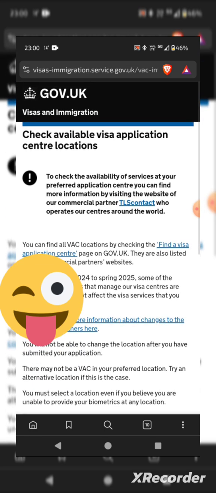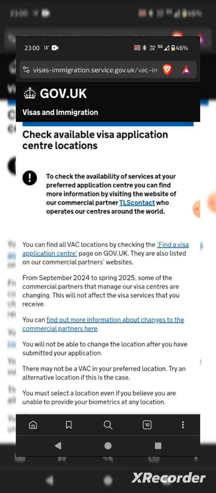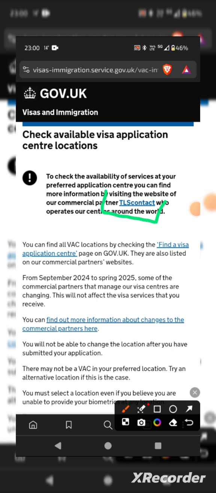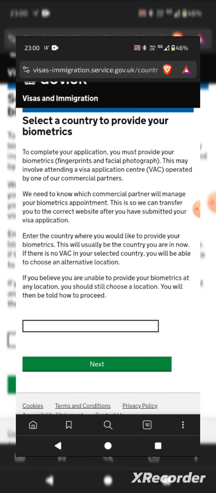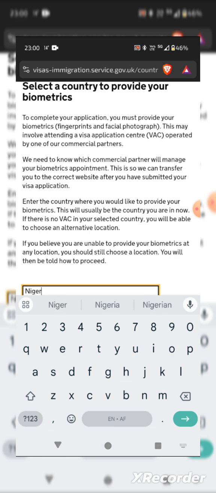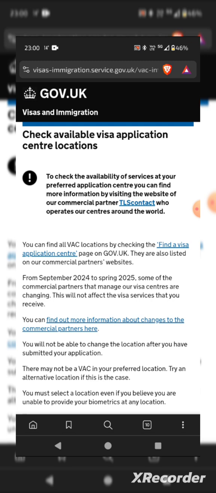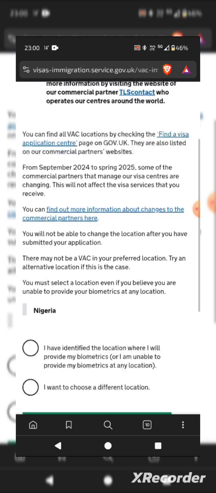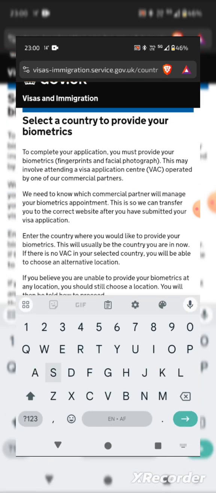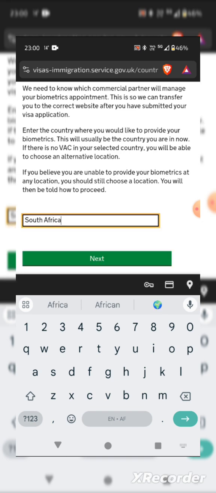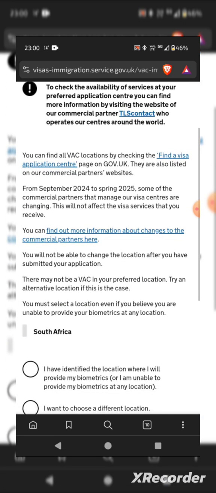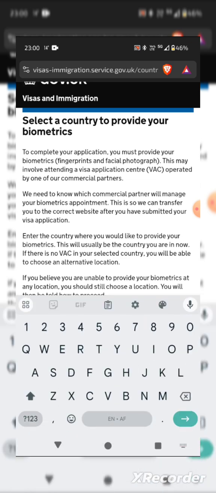As you can see here, the one which is available in Cameroon is TLS. As you can see, our commercial partner TLS is the one that is available in Cameroon. Let me go back and show you another one. If, for example, you're in a country like Nigeria, it's still TLS. If you're in South Africa, I think it's different. Let me see South Africa. Yeah, I think South Africa is TLS. Let me see Kenya.